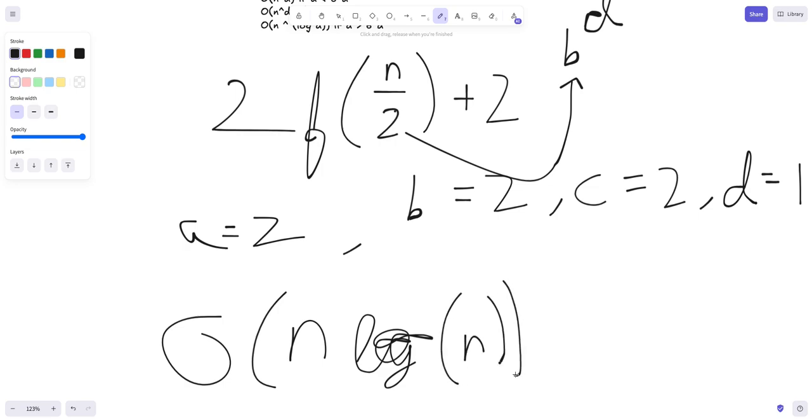Let me just confirm that answer real quick to make sure that it's right. In the Master's theorem, if it's equal, we have n to the power d times log n. Since d is equal to 1 here, we just have n, and then we have log n. Yes, this is absolutely right. And so this is the Master's theorem. You might not have to remember these for your exams, but these are helpful. Thank you.